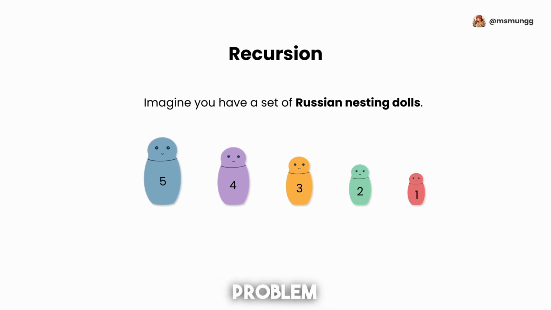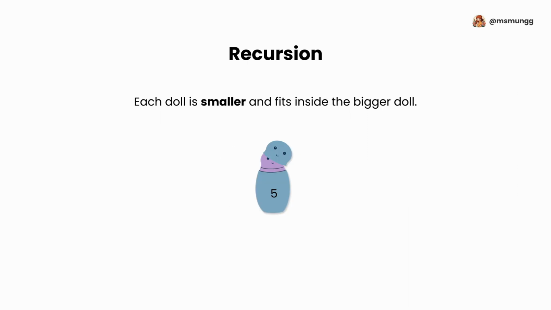Recursion is when a problem is solved by doing the same thing to smaller versions of the problem, and this keeps happening until the problem becomes really easy to solve. Imagine you have a set of Russian nesting dolls. Each doll is smaller and fits inside the bigger doll.